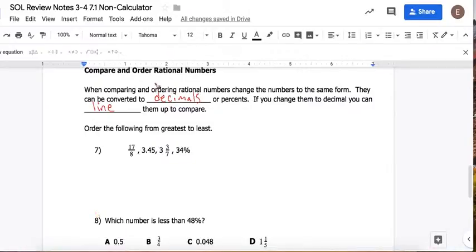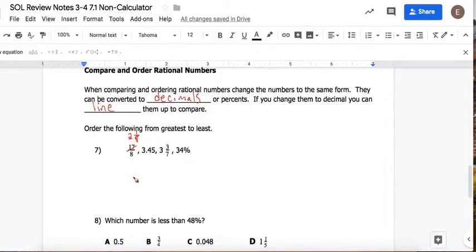So let's look at our first question. Order the following from greatest to least. So we look at these, and only one of them's in decimal form, so we're going to look at the other ones. I see an improper fraction here, so immediately I'm going to turn that improper fraction into a mixed number. To do that, we ask ourselves, how many times does 8 go into 17? And the answer is 2 times, so I'm going to cross this out and put 2. 2 times 8 is 16, so that means I would have a remainder of 1. And my denominator stays the same. So this becomes 2 1/8.